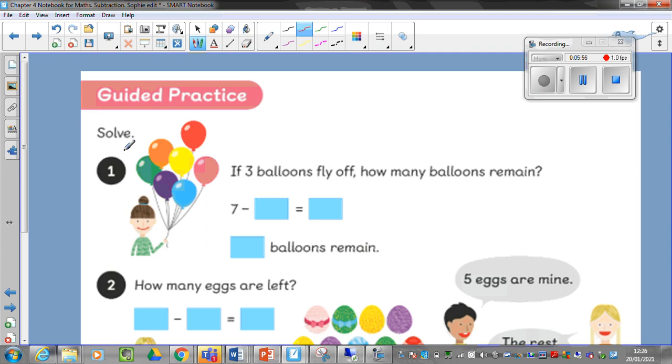So if I have these amount of balloons, how many have I got? It's telling me I've got 7. So I've got 7 balloons and 3 are going to fly off. How many balloons are going to remain?